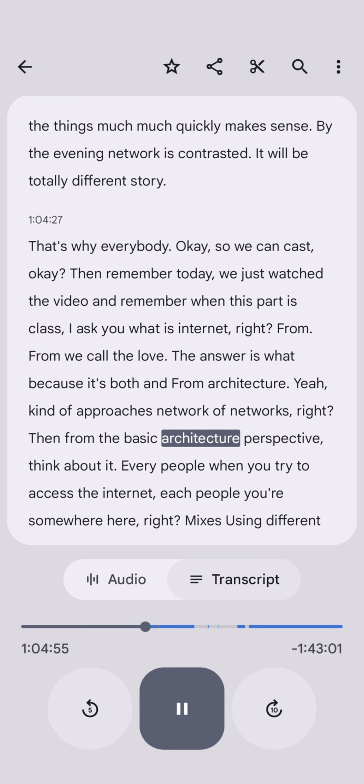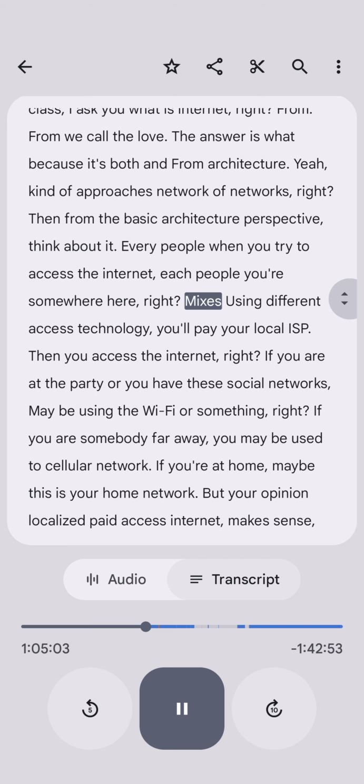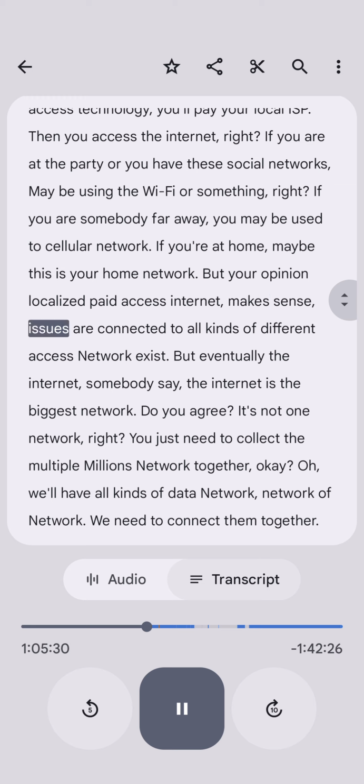Then from the basic architecture perspective, think about it. When you try to access the internet, each person is somewhere here, right? You use different access technology. You pay your local ISP, then you access the internet, right? If you are at an institution, you have the institution network. You are maybe using Wi-Fi. If you are relatively far away, you may be using a cellular network. If you're at home, this is your home network, but you're paying a local ISP to access the internet. Makes sense? Each user connects to all kinds of different access networks.